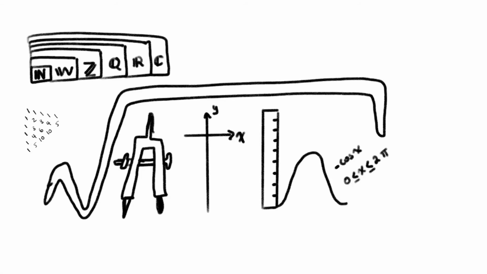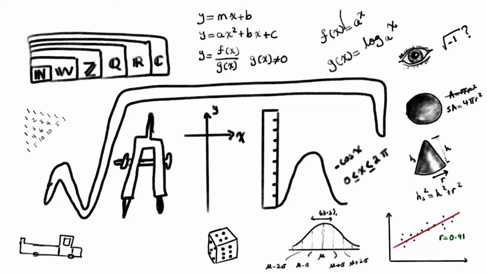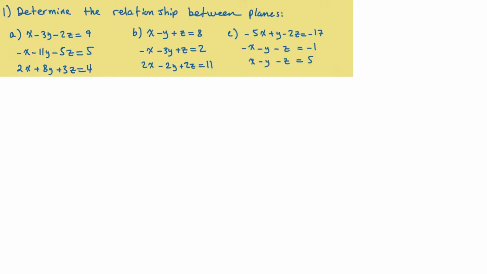Welcome to this video, which is the full solution to the practice questions from lesson 24, intersection of three planes. In this question, we're asked to determine the relationship between the following planes, and we are going to use an augmented matrix to do this. So we're going to start with part A.